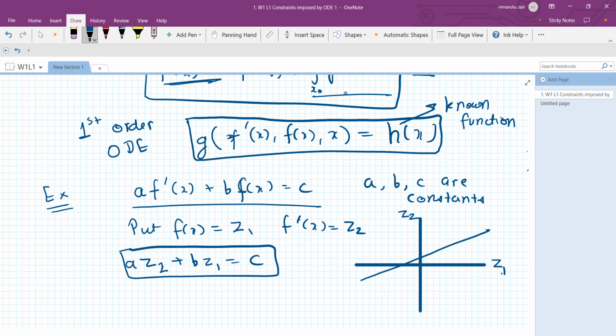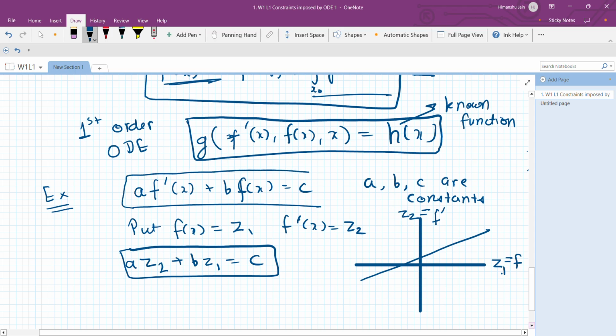But z2 is our f dash and z1 is f. That means the function should be such that the function value and its derivative lies on this line. So this is the constraint that is being imposed by this differential equation. Now f and f dash can't take any arbitrary value. They have to take value such that it stays on this line.